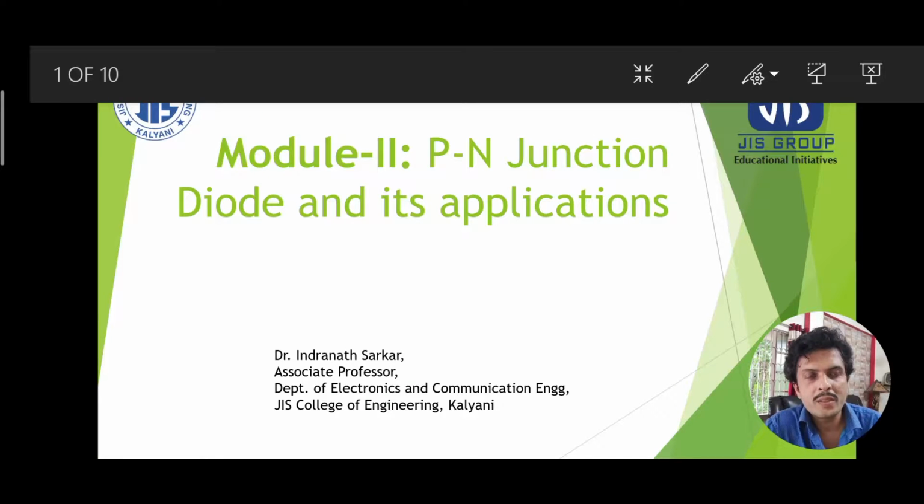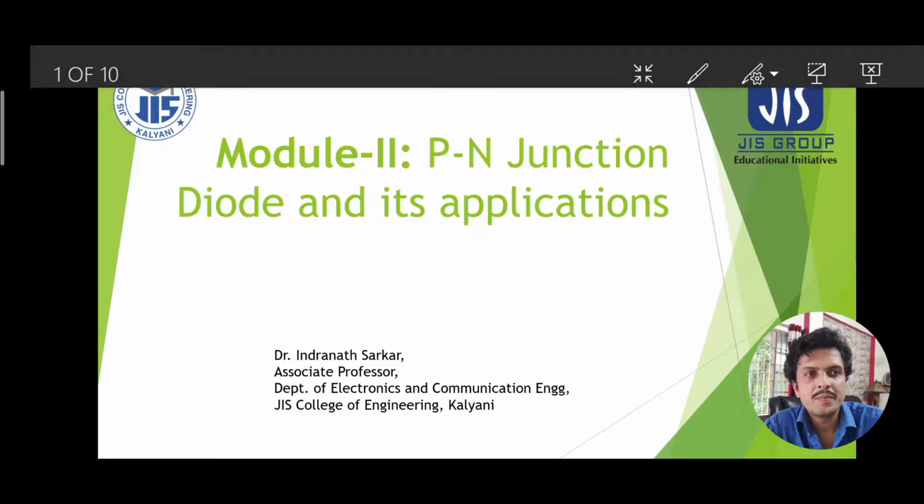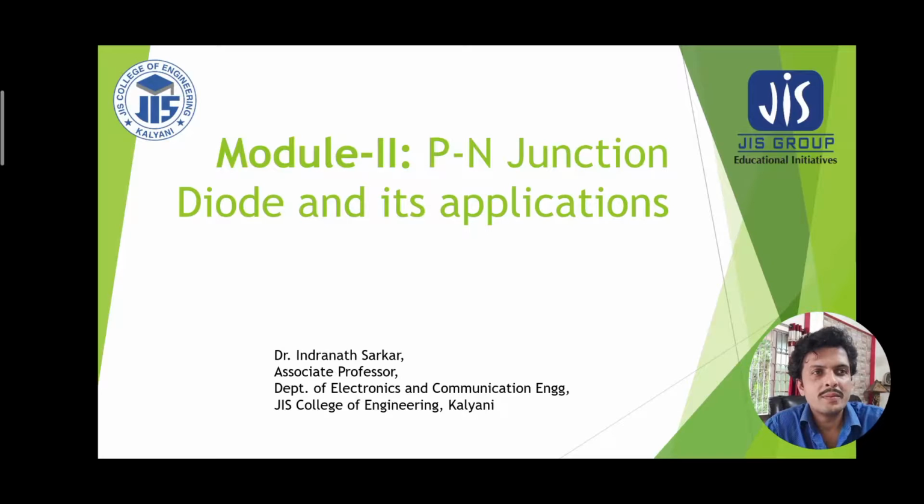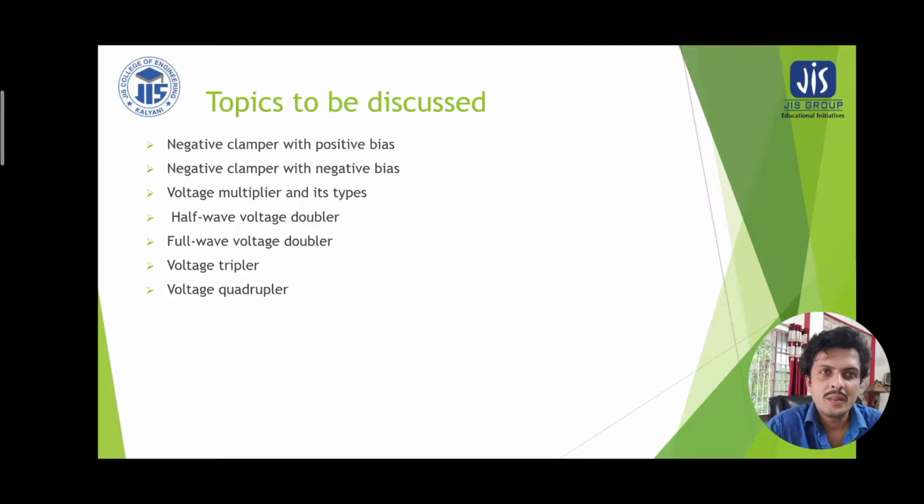Hello, today we are discussing basic electronics, PN junction diodes and its applications. This is module 2. The topics to be discussed today are the negative clamper with positive bias, negative clamper with negative bias, voltage multiplier and its types: half wave voltage doubler, full wave voltage doubler, voltage tripler and voltage quadrupler.